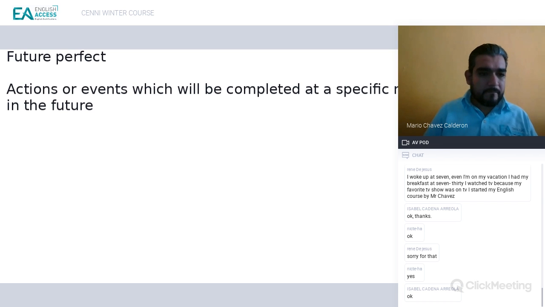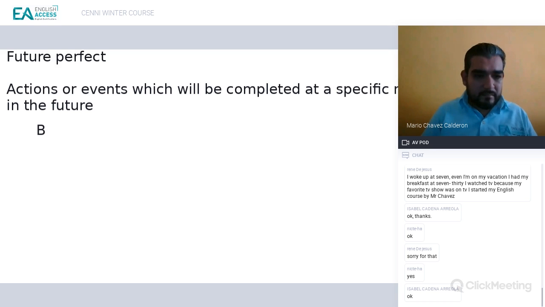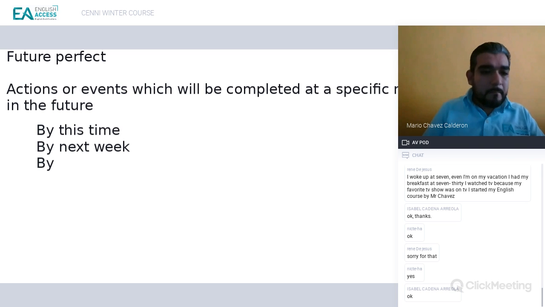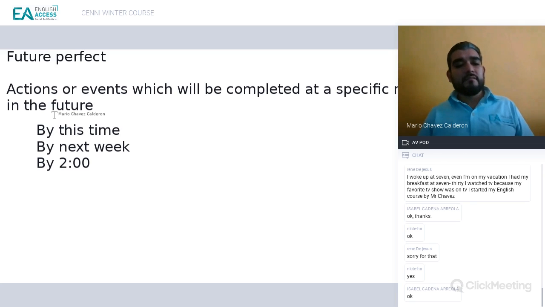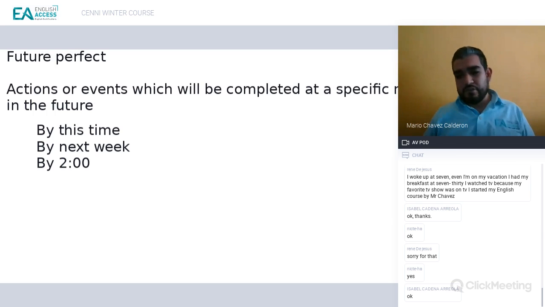For example, usually for the future perfect, we use the time expression by, right? By, and we say by this time, by next week, by 2 o'clock. So we use that. And it means by that time, by that specific time in the future.